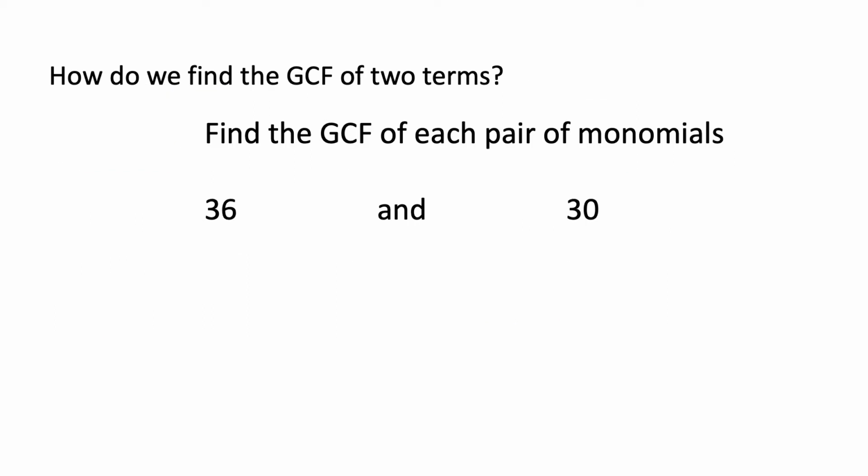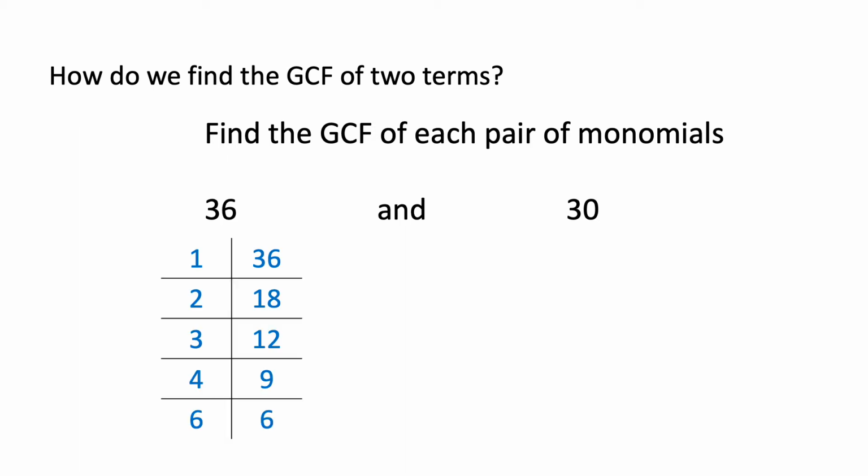How do we find the greatest common factor of two terms? To find the greatest common factor of a pair of monomials, we can factor them using two methods we're going to look at. This first method I call a factor T. We can draw a T and then look at all of the possible combinations that can make that number. So 36 can be made with 1 times 36, 2 groups of 18, 3 groups of 12, 4 groups of 9, or 6 groups of 6.